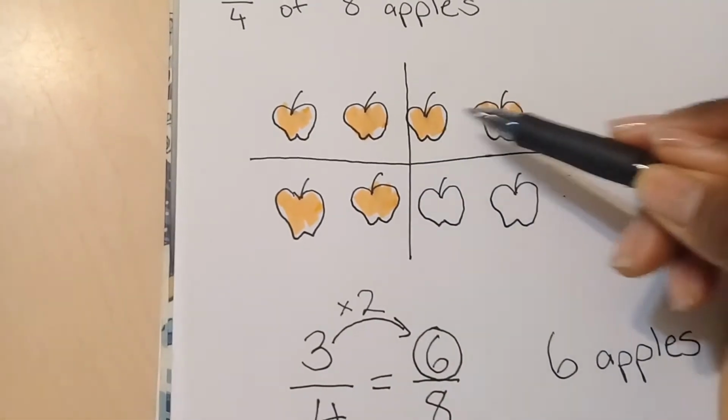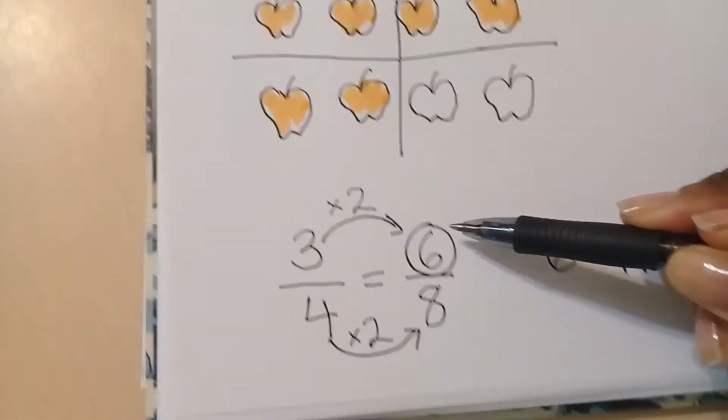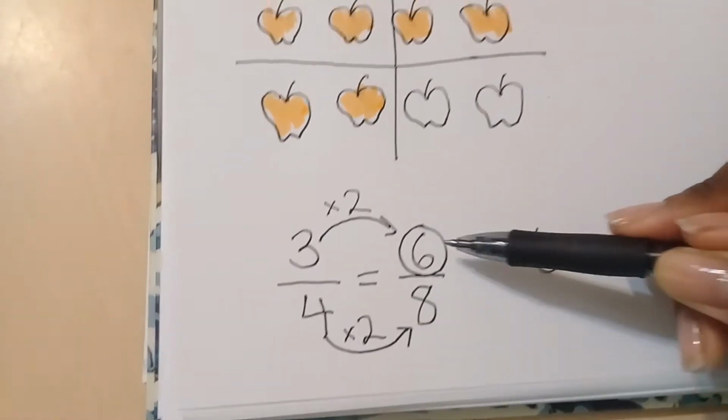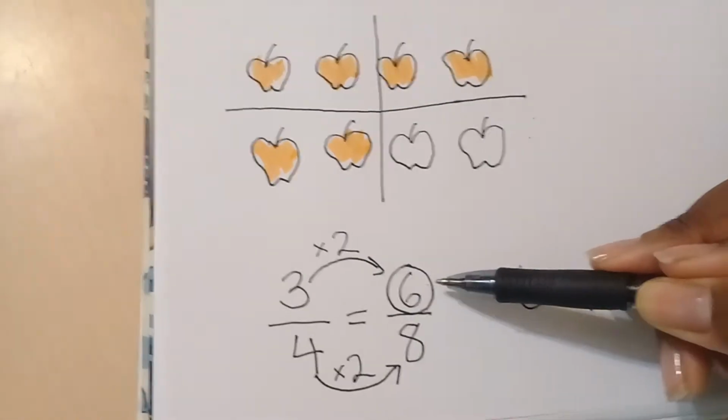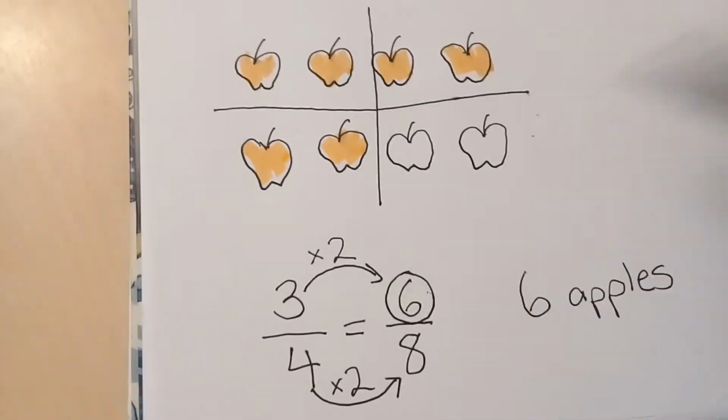1, 2, 3, 4, 5, 6. Here, my answer, it's not 6/8, it's just the 6, because we want to find out what part is shaded. And the part that is shaded is 6.